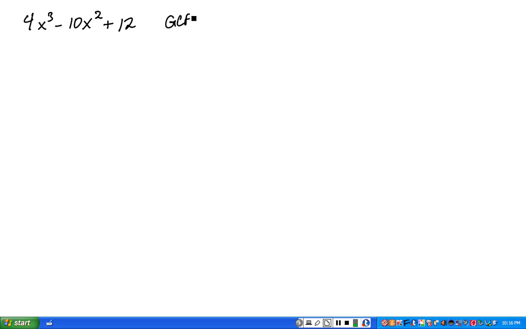So first thing, like I said, we check coefficients. My coefficients are 4, negative 10, and 12. So what's a factor that's common to 4, 10, and 12? Once again, that would be a 2. So I know I can pull a 2 out. After I check my coefficients, the next thing I want to check is the variable.